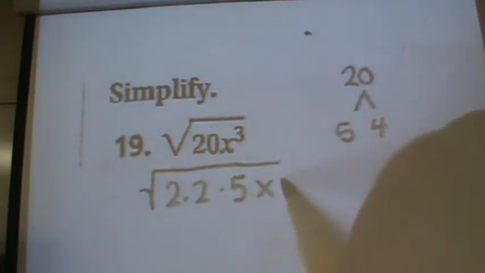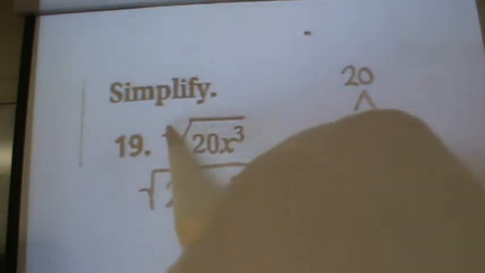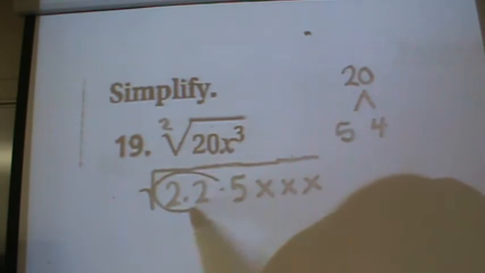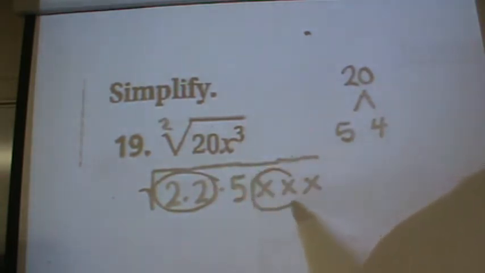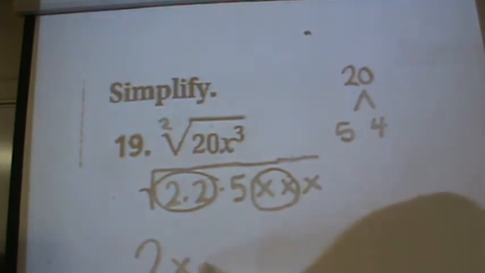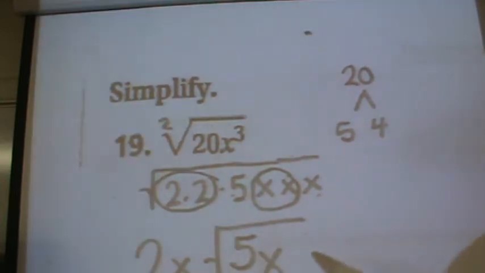How many x's do you have? 3. So what are we looking for? How many of a kind? 2. So what comes out? The 2's and 2 x's. So what comes out of the radical? 2x. What stays? 5x. Okay, so far, okay?